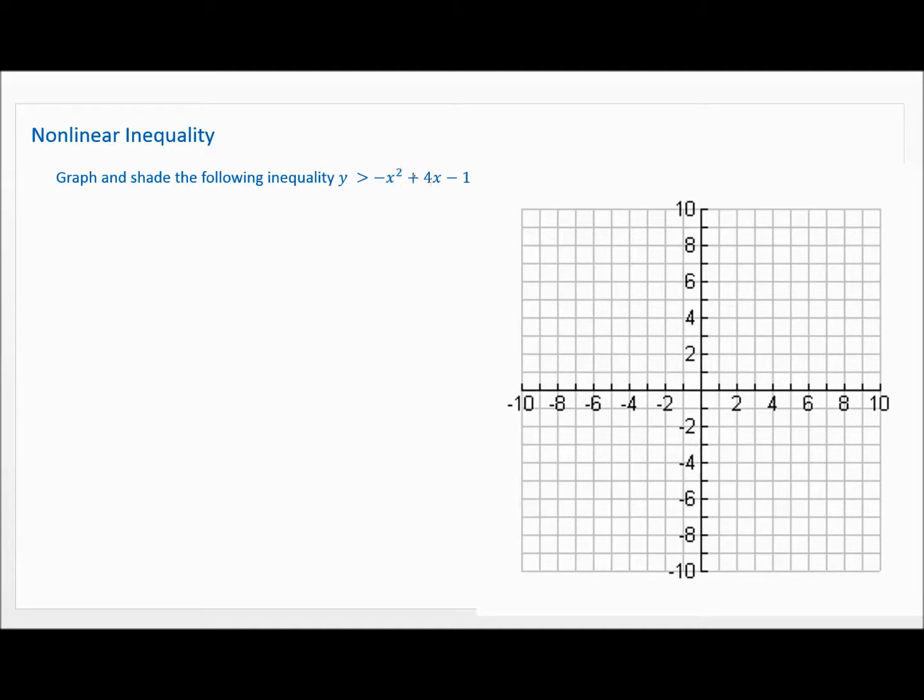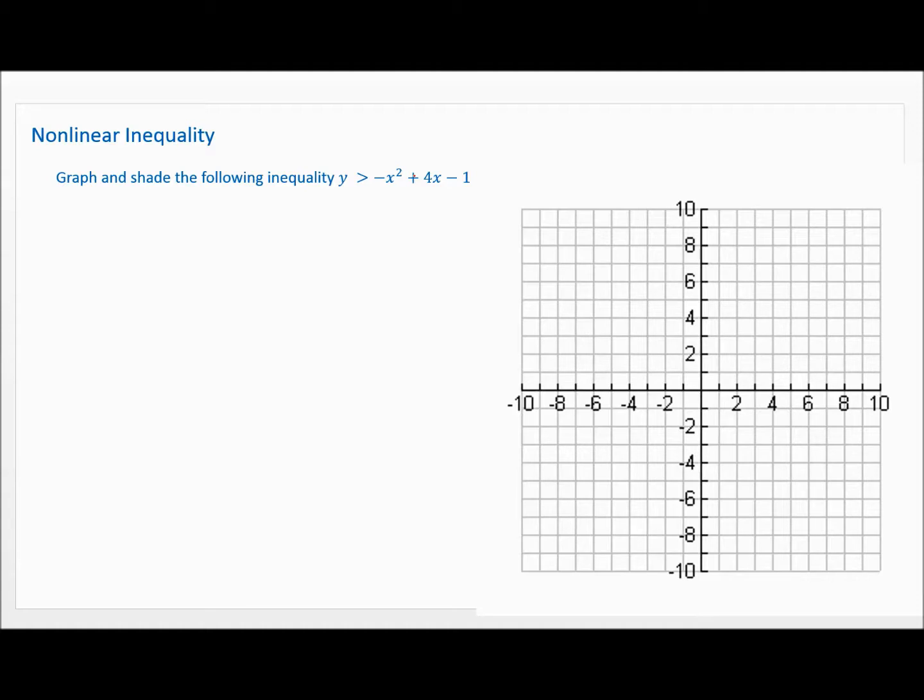So if you need to go back and watch videos on parabolas or redo some homework on parabolas, you're going to have to be able to graph a parabola in this section. Quite a few of them, as a matter of fact. So let's get this parabola graphed.